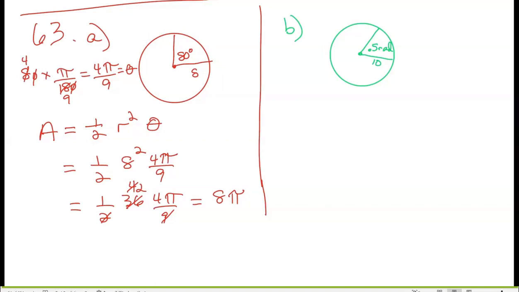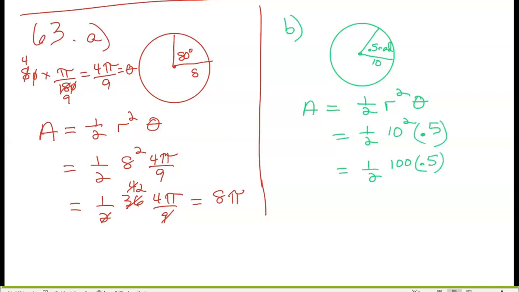Okay, the next one should be easier because I don't have to do any conversion. So again, I write my formula first. Area equals 1/2 r squared times the theta. This is 1/2. My r is 10. I'm going to square it. Theta is 0.5. So that's going to be 1/2 100 times 0.5. And why don't I just put this in parens? And this is 2. This is 50. So 50 times 0.5 is 2.5, my area measurement.